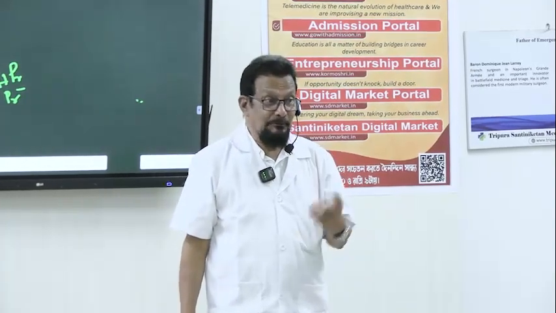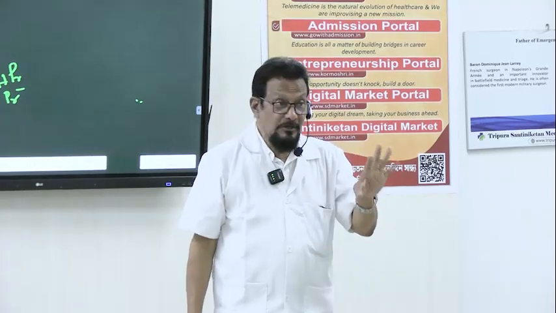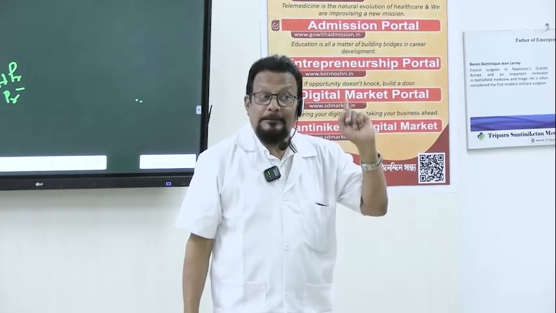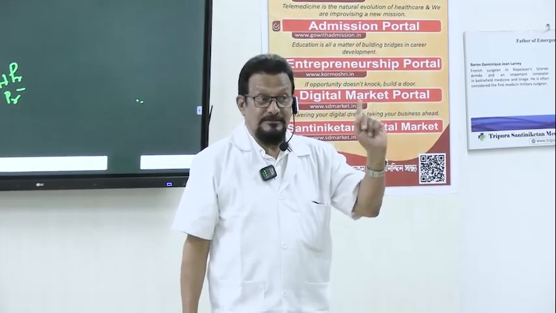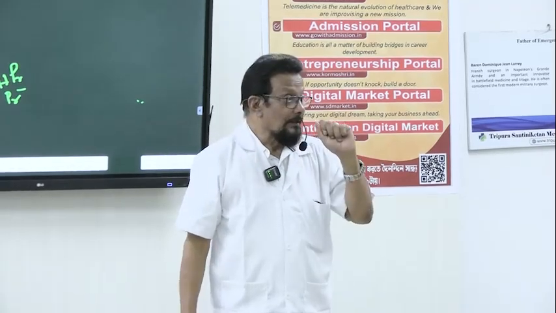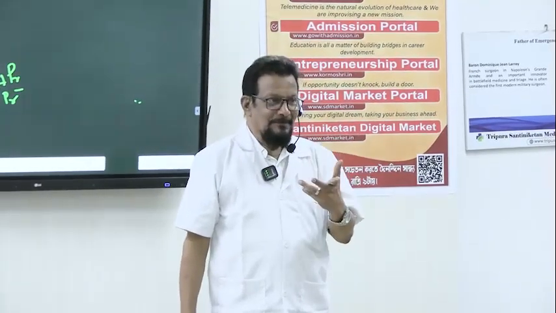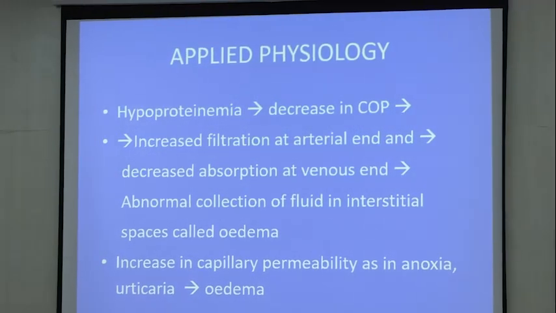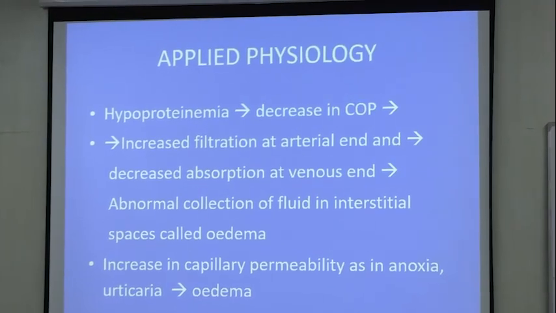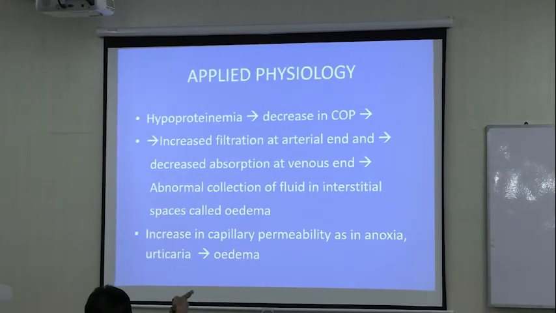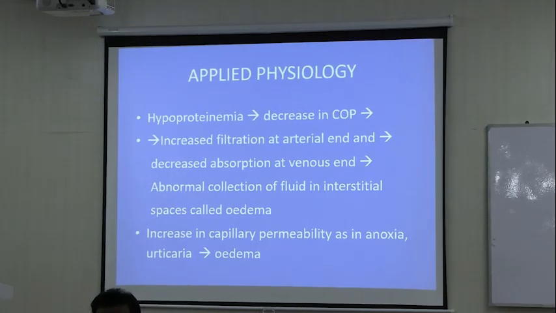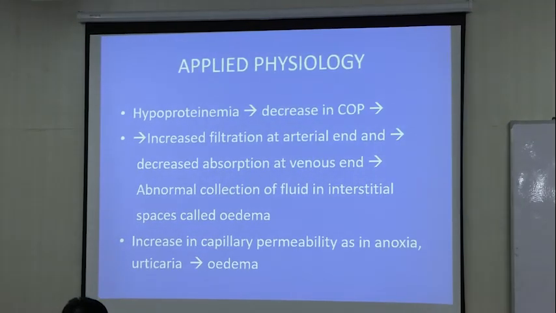It has to be maintained because all these plasma proteins are performing so many jobs. If you know the functions of these, if plasma protein levels are reduced, you can think what may happen in your body since you know the functions of all the constituents. Okay? So you have to have an analytic mind. Hypoproteinemia, decrease in COP, colloidal osmotic pressure, will lead to increased filtration at the arterial end and decreased absorption at the venous end. Why? Hypoproteinemia, less plasma protein concentration. So this will lead to accumulation of fluid and this is called edema.